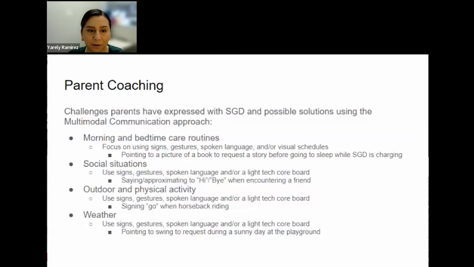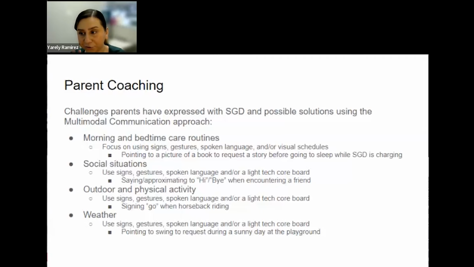Another thing that I've heard a lot of parents complain about was weather. Sometimes you're on the playground and it's sunny. Sometimes when it comes to technology and the sun, there's glare on the device. You can't really see it because it's too bright outside. The screen is completely black. So we can just point to requests like, I want to go to the swing. I'm pointing to the swing. Let's go to the swing.